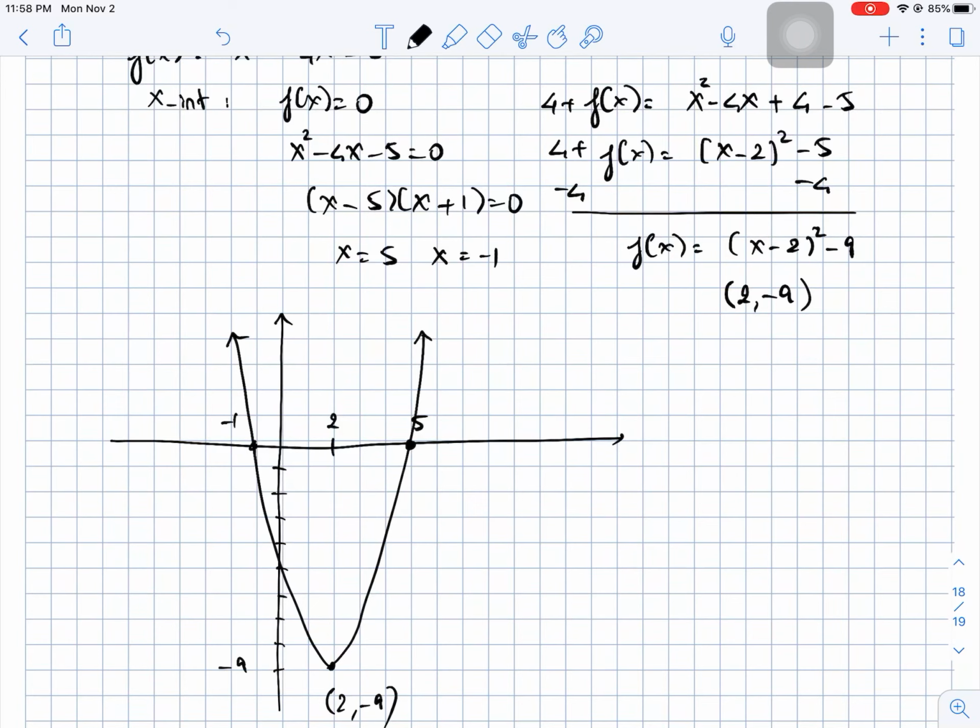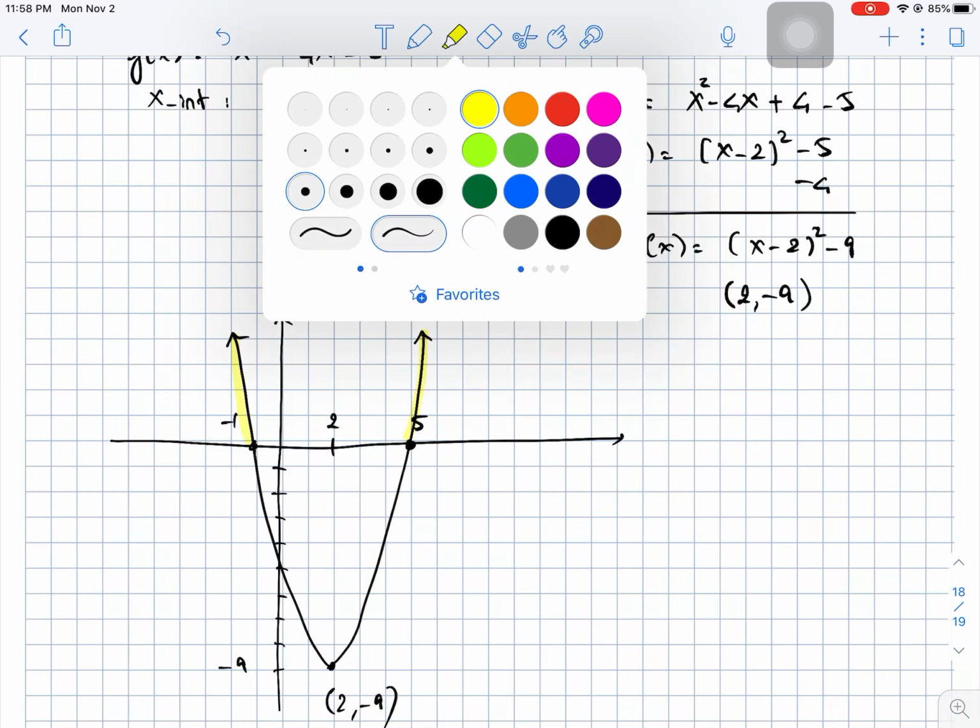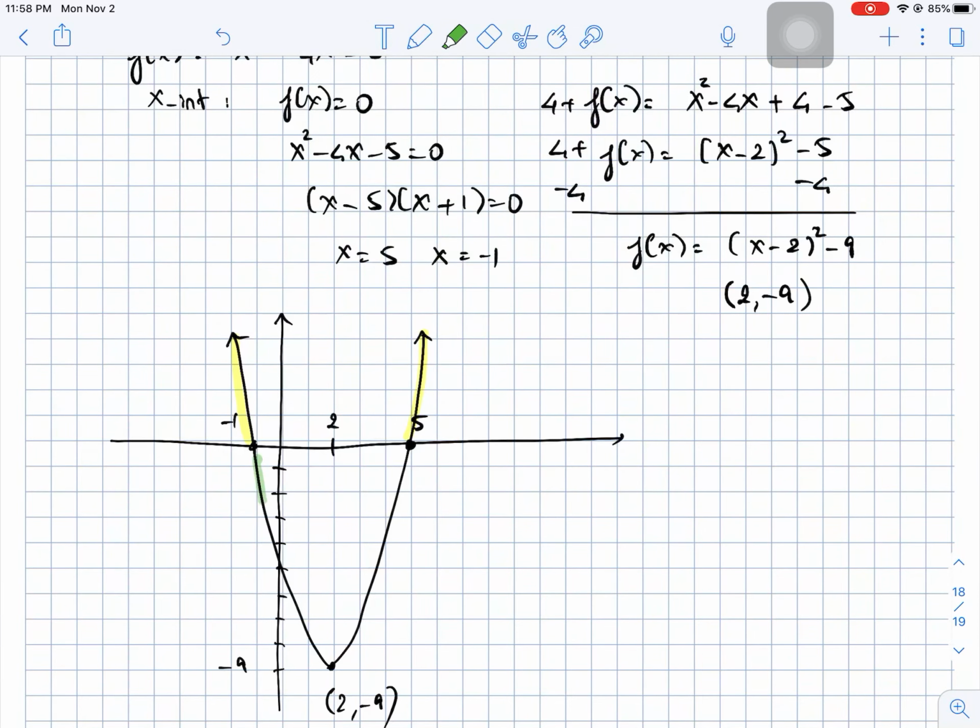And the x-intercepts are 5 and negative 1, so that means 5 on the x-axis and negative 1 on the x-axis. So they are the points. And then you connect them to get the parabola.